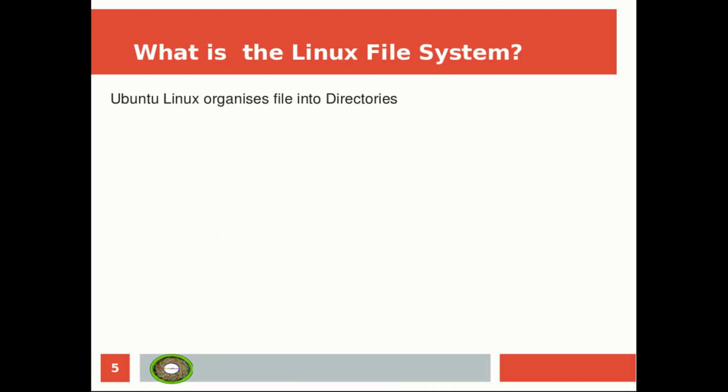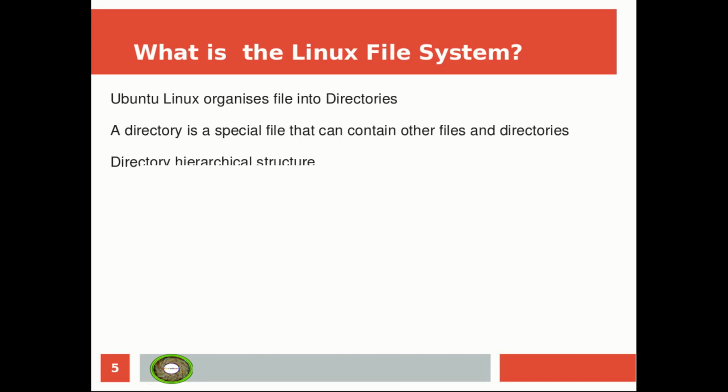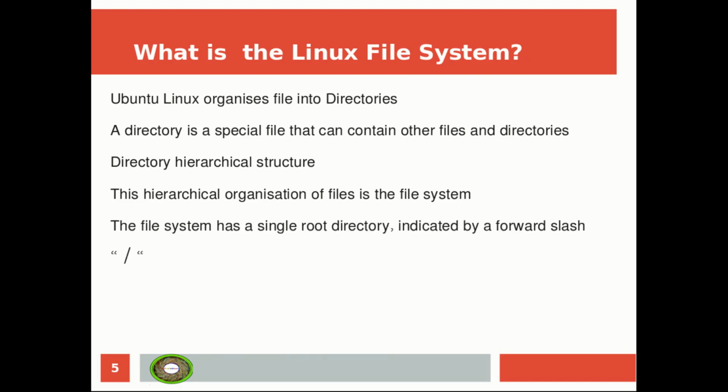What is the Linux file system? Ubuntu Linux organizes files into directories. A directory is a special file that can contain other files and directories. This method of organizing files gives rise to a hierarchical directory structure. This hierarchical organization of files is the file system. The Linux file system gives you a system on your PC. The file system has a single root directory, indicated by a /.